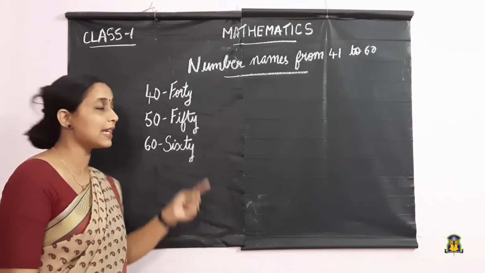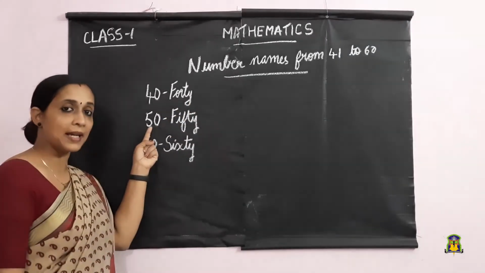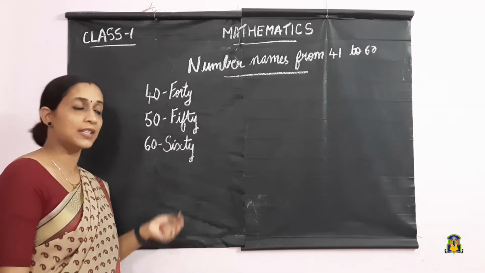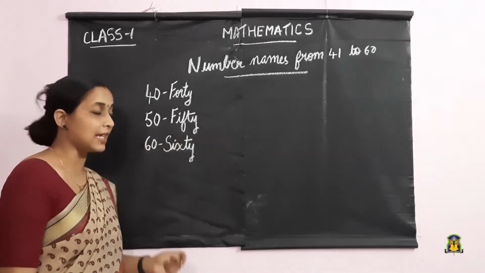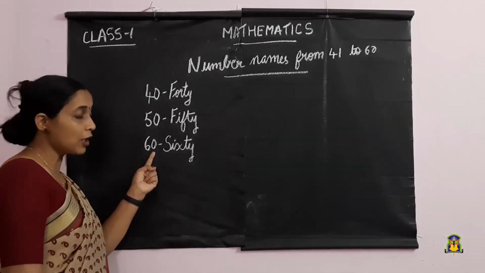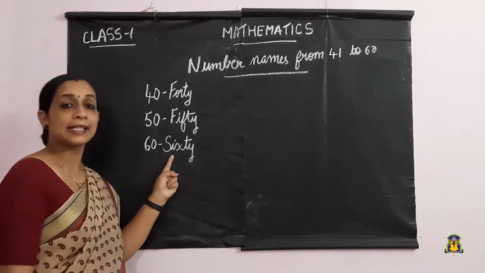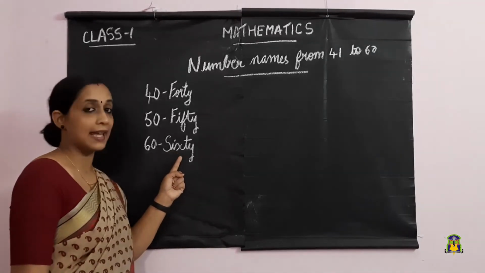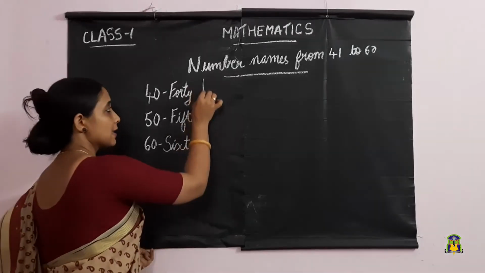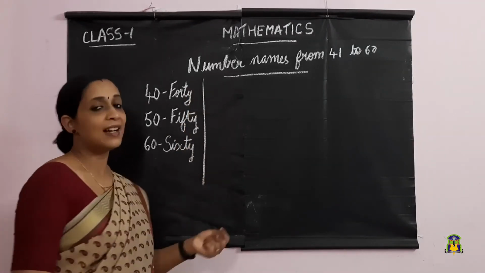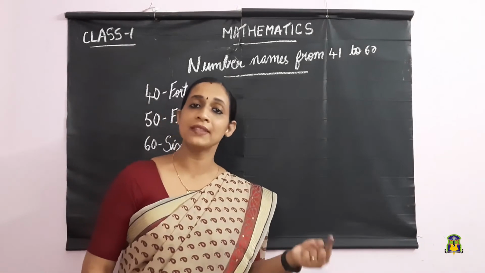So once more, 4 followed by 0 is 40. F-O-R-T-Y, 40. 5 followed by 0 is 50. F-I-F-T-Y, 50. 6 followed by 0 is 60. S-I-X-T-Y, 60. Okay. So children, which number comes after 40?